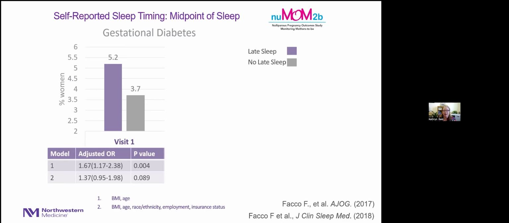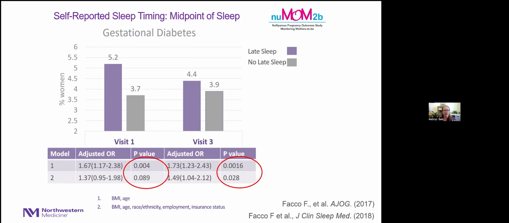The reason we control for these is that late sleep timing was significantly associated with being young, so 22 years or younger, being poor, and also being either a shift worker or being unemployed in this particular cohort. And this was the case both early in pregnancy and late in pregnancy. This is with survey data. We also had similar results in the smaller sample where we had objective sleep.